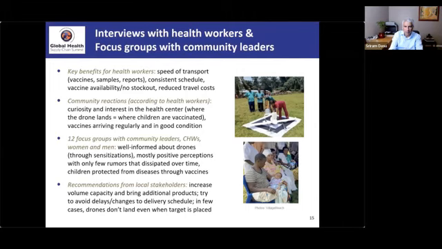Mainly, drone volume capacity should be improved. Many of these facilities are very remote, so even if the vaccine comes by drone, the health workers still have to go to the district to pick up other health products.